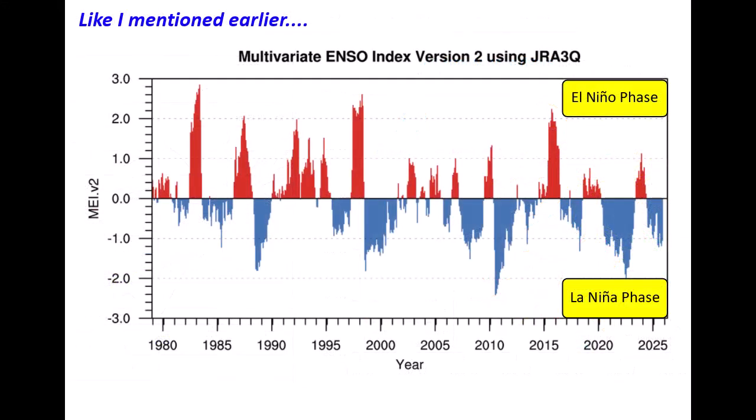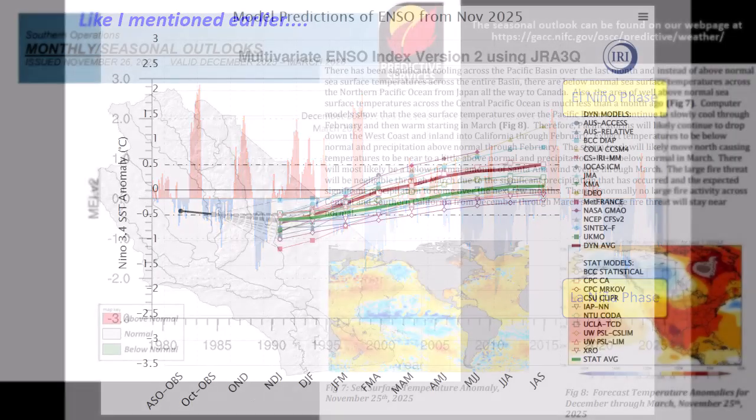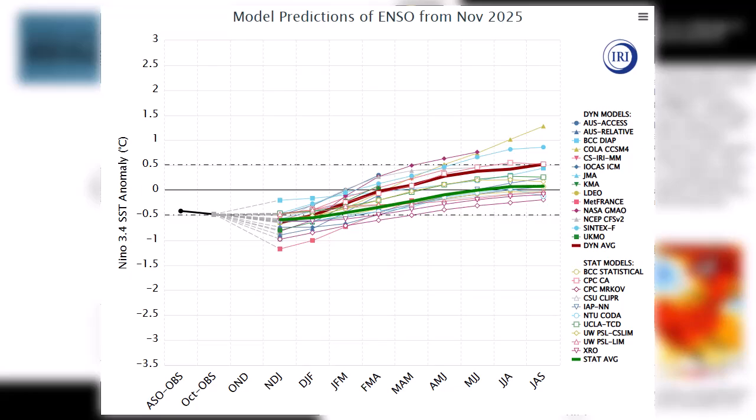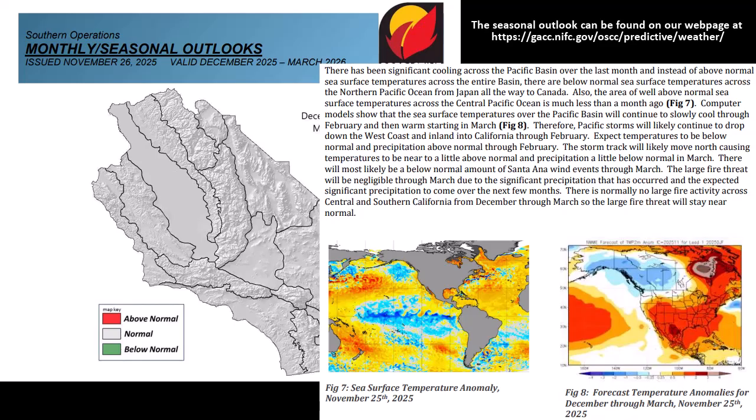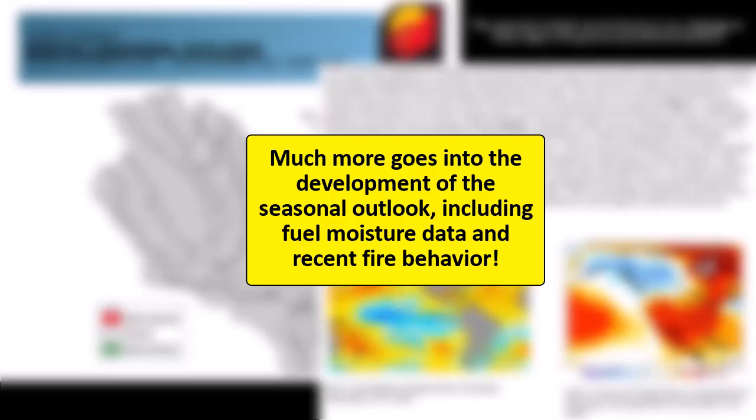I mentioned earlier that the phases of El Niño and La Niña tend to stick around for periods on the order of a few months to at least a year, making them useful for longer-term seasonal forecasting. Here at SouthOps, we utilize the current and forecasted ENSO phases as a tool for the seasonal weather and fire potential outlook, along with many other weather and climate factors. Of course, a lot more thought goes into the seasonal outlook than just what the ENSO phase suggests, including recent fuel moisture data, recent fire behavior, and other weather patterns. Utilizing ENSO is merely a guide to help us make informed decisions.